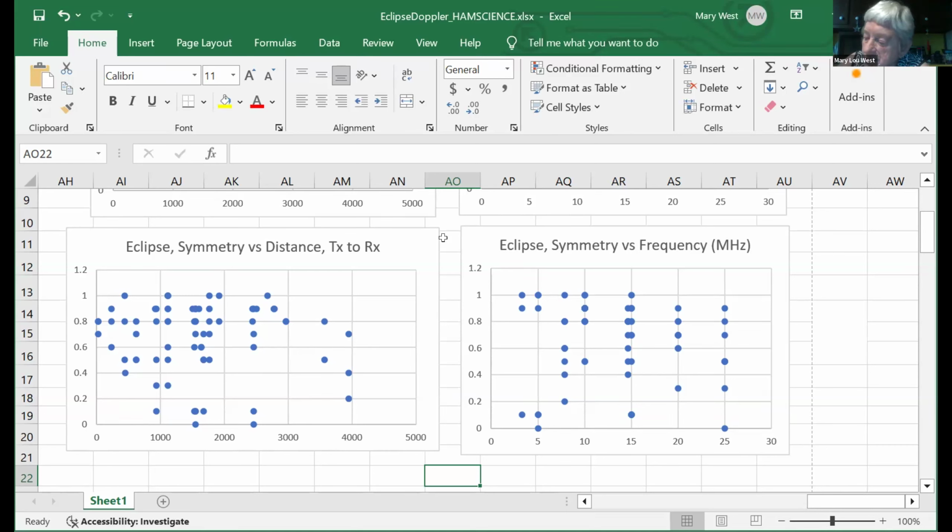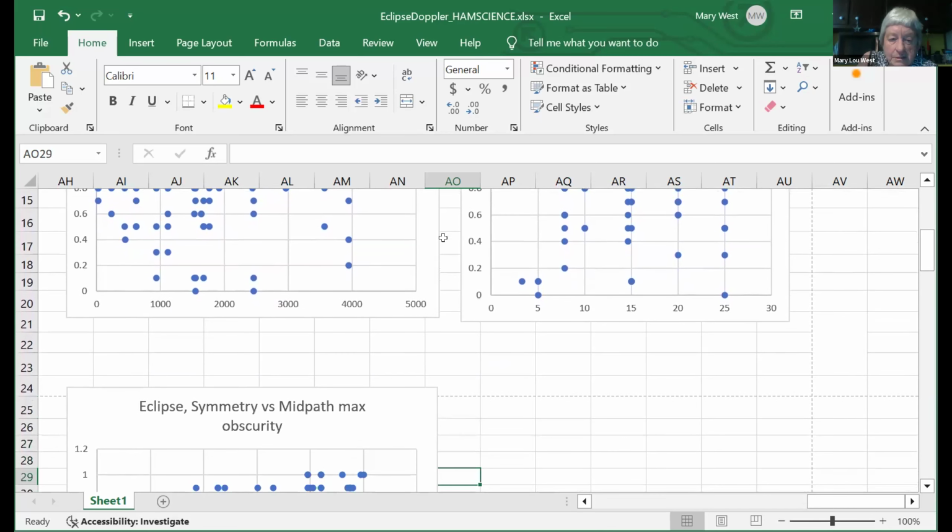Do you want to do that one? I could do that. Yeah. Doesn't seem to make much difference, but that's one of the things to do. And then the one on the right-hand side here is the symmetry versus the frequency. Doesn't seem to show much of anything. There's just a big scatter.